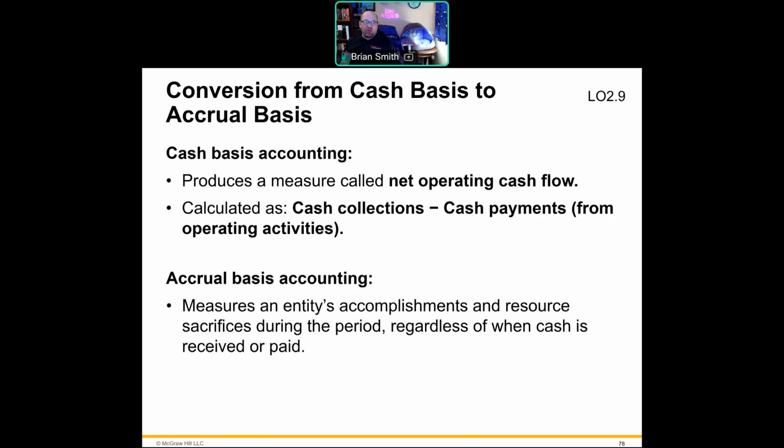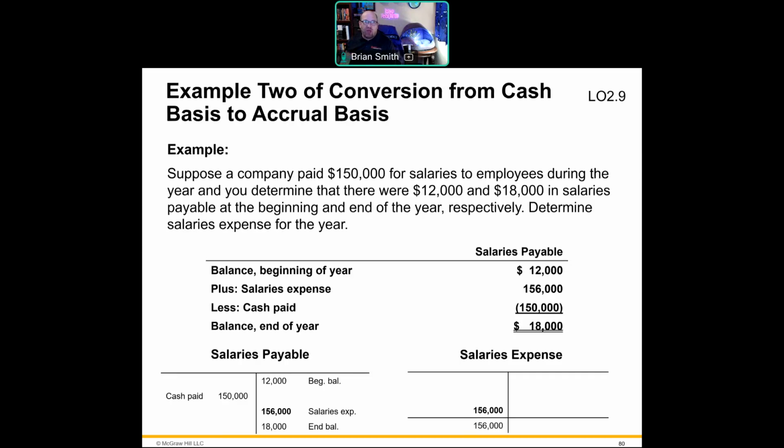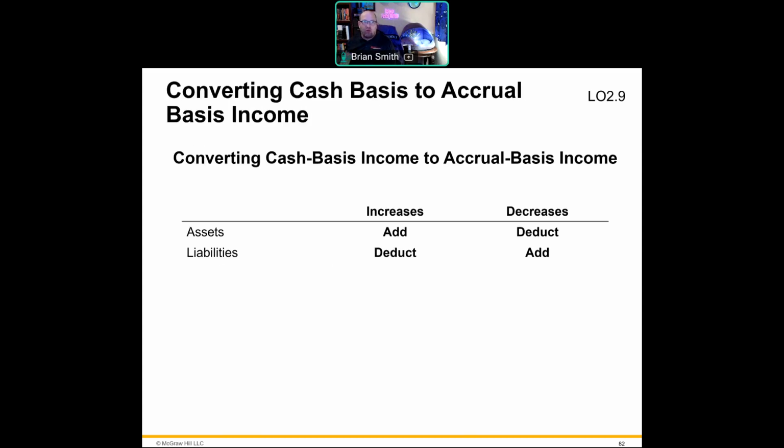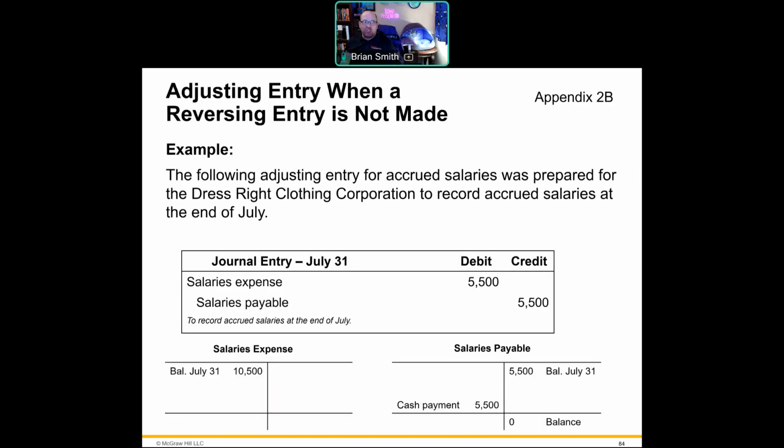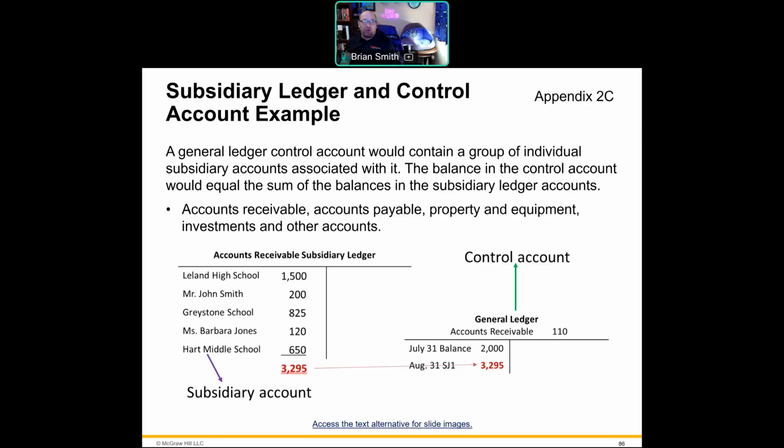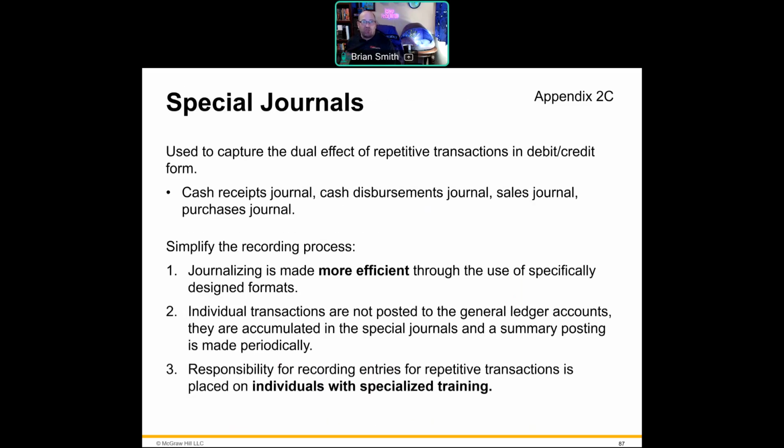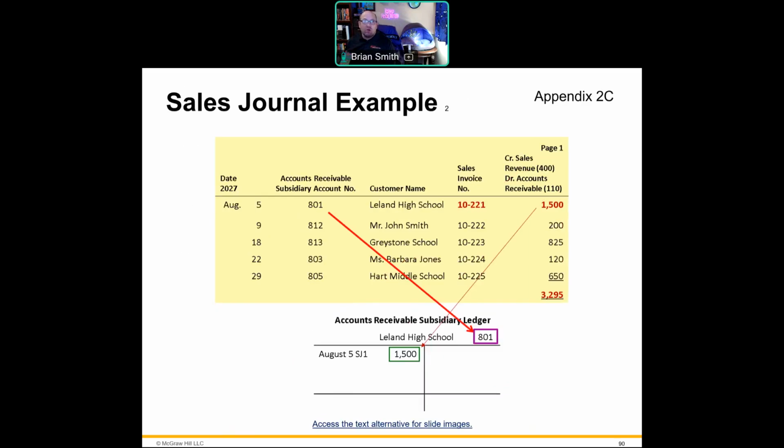Okay, I again forgot to cut out this. I'm not converting from cash to accrual or the other way around. Not teaching you about a worksheet. Definitely not reverse entries. Subsidiary ledgers. No, you guys know how much I hate these special journals. Yeah, yeah, no. All right, that's it, guys.